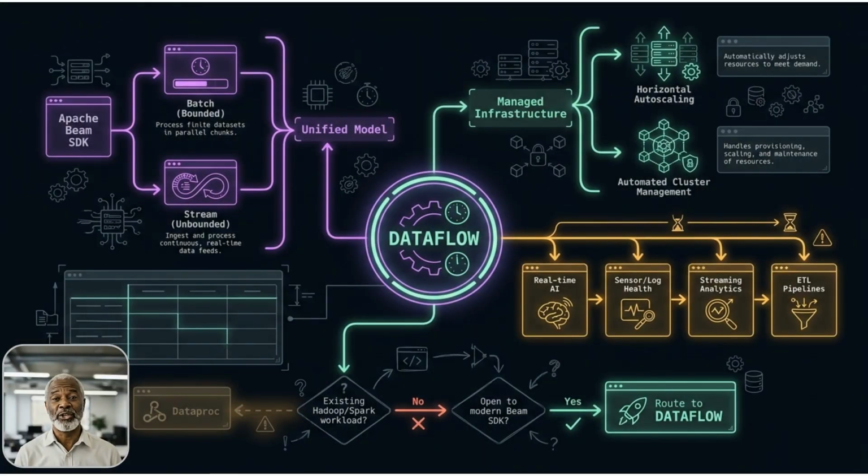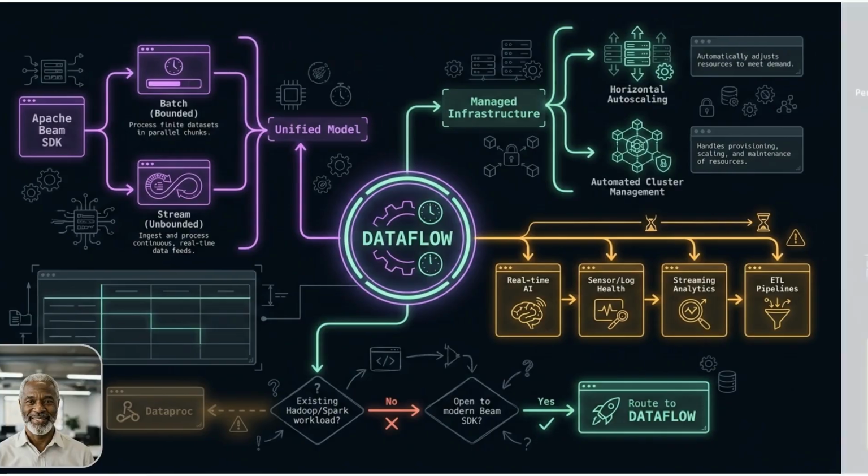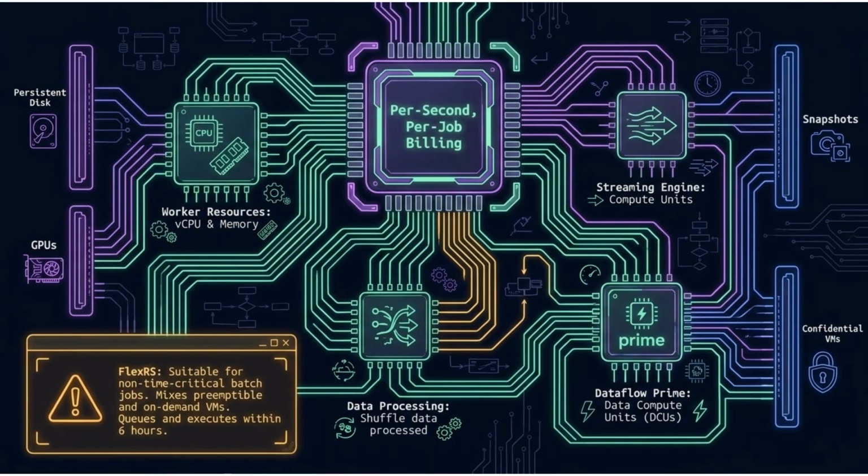Today we will focus on Dataflow, a unified blueprint for stream and batch processing service. Dataflow uses a unified model based on the Apache Beam SDK to handle both batch and stream processing. This is managed by an automated infrastructure featuring horizontal autoscaling and cluster management. The Dataflow environment is structured with worker resources, a streaming engine, and Dataflow Prime, which utilizes data compute units. Billing is per second and per job.